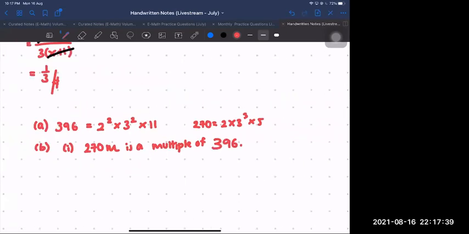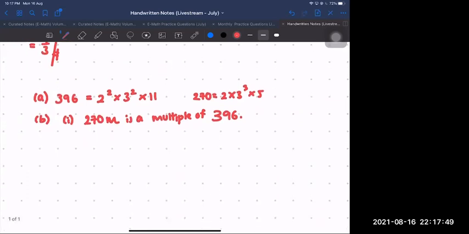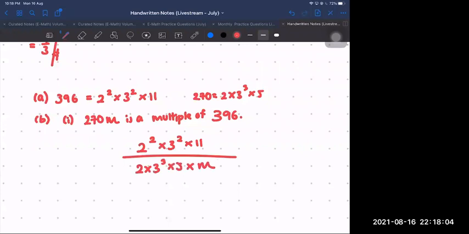Okay, so what does this mean? It means that you must be able to find the values of 270m inside 396. So what I love to do is this step. I will usually do it this way: 2 squared times 3 squared times 11 divided by 2 times 3 cubed times 5 times m. This will make it like a multiple. So I must be able to find every single element in the numerator inside the denominator.